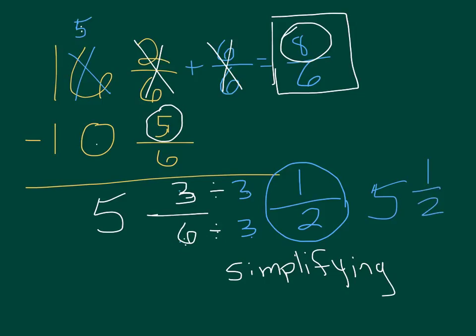1/2. If you had 5 and 3/6, technically that is correct, but we want to start looking at all of our fractions and simplifying them or regrouping them if they're improper. Let's take a look.